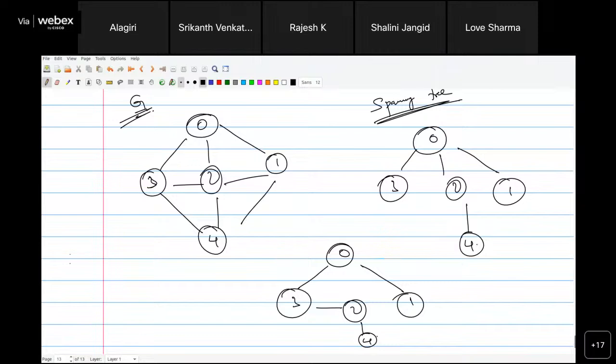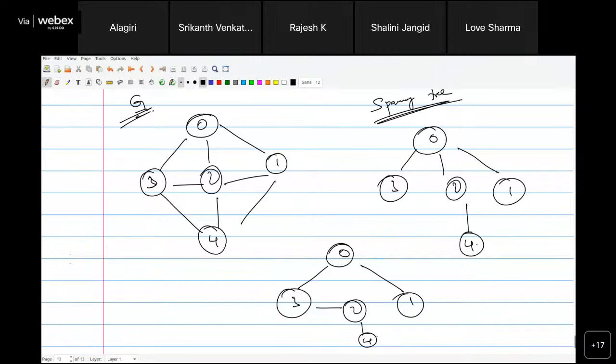And what is a minimum cost spanning tree? If I have a weighted undirected graph, I will find, out of all possible spanning trees, the spanning tree which has minimum weight, which has minimum cost. The cost of a spanning tree is nothing but, after getting the spanning tree, I add all the edge weights. That will be the cost of the spanning tree. Whichever is the minimum will be called the minimum cost spanning tree.